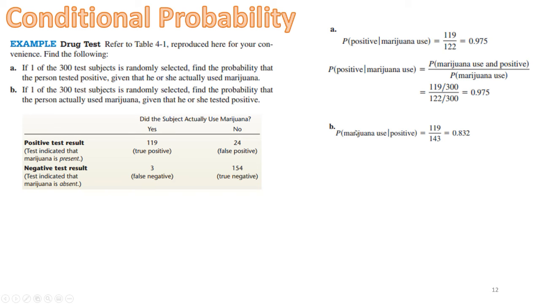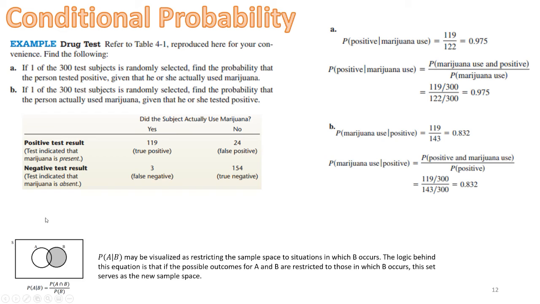So here, if it's given that you had a positive result, then we have to look at the positives, and that's going to be these 143. Right? And of these 143, then, what's the probability that you used marijuana? 119. So it's 119 divided by 143. We could look at it using the formula, which says then that's the probability of having used marijuana and testing positive. Notice we get the same 119 over 300. But now the probability of testing positive is 143 divided by 300. Right? That's the sum of these two numbers here divided by 300.